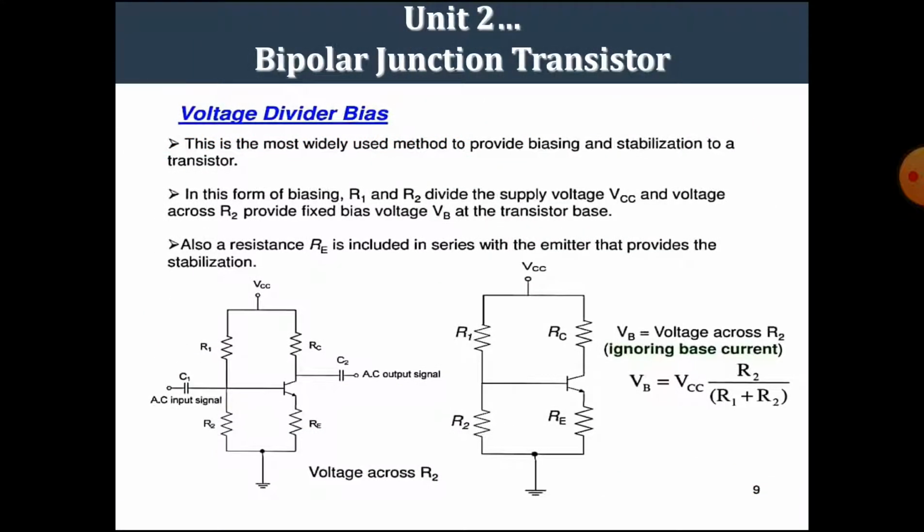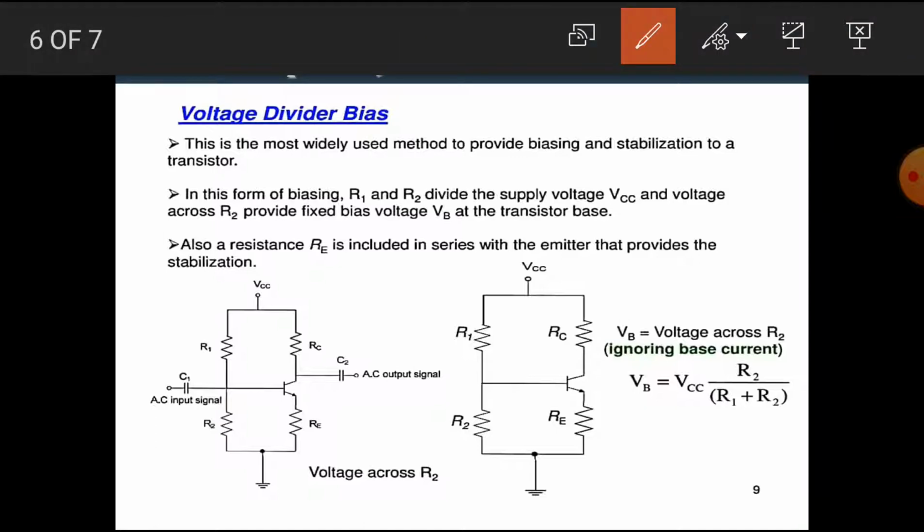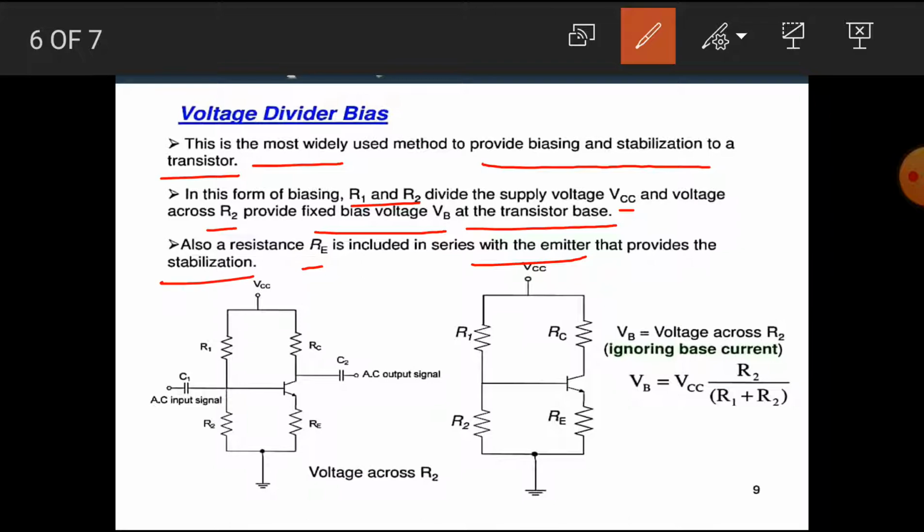Now let's see the voltage divider bias. This is the most widely used method to provide biasing and stabilization to a transistor. In this form of biasing, R1 and R2 divide the supply voltage VCC, and the voltage across R2 provides fixed bias voltage VB at the transistor base. Also, resistance RE is included in series with the emitter, which provides stabilization.